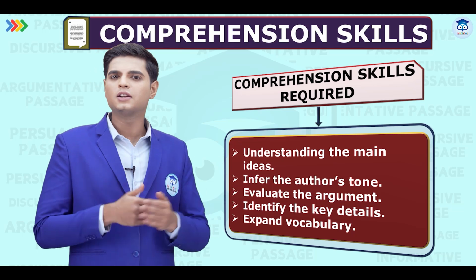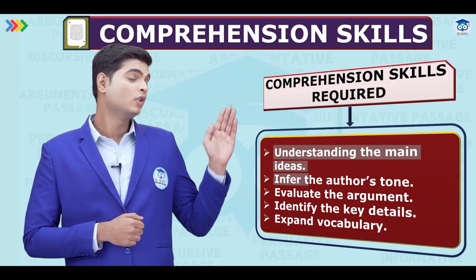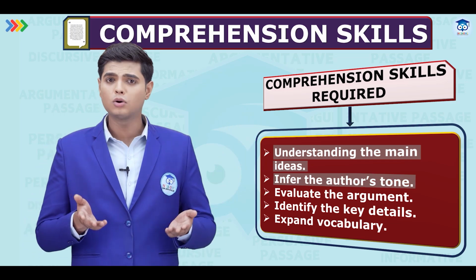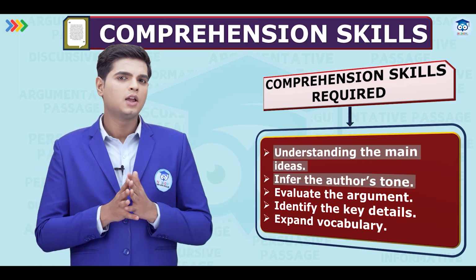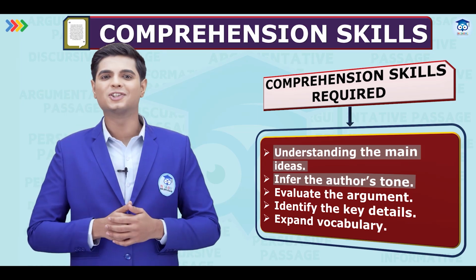First, you must understand the main ideas. For example, if a passage talks about climate change, know that the main idea is the impact of human activity on the environment, and not just random facts about weather. Next, infer the author's tone. Is the writer hopeful, worried, or angry? Like if they say, "We must act now," the tone is urgent.